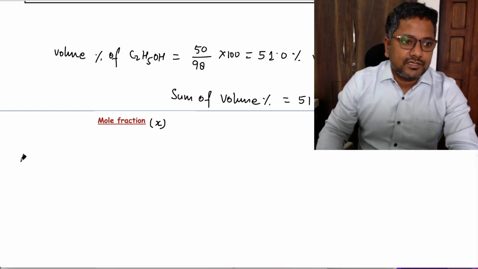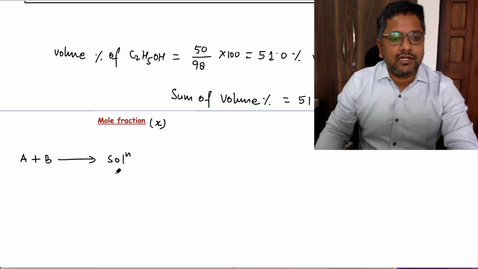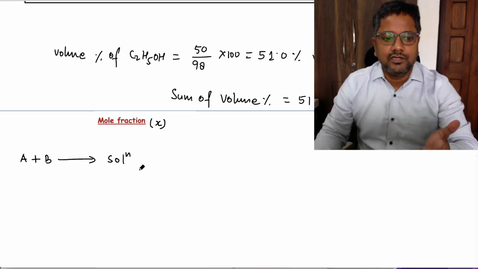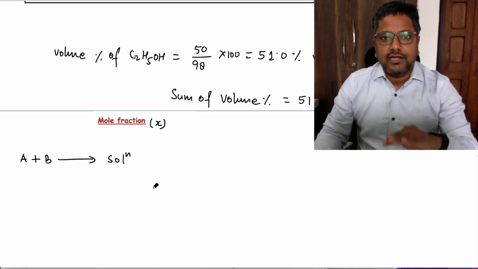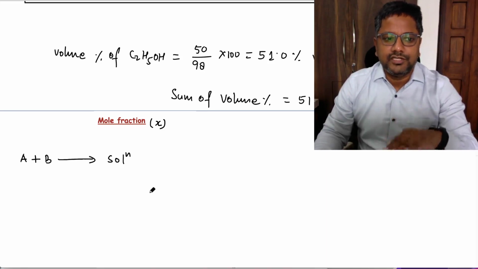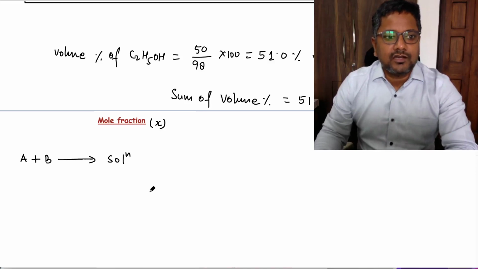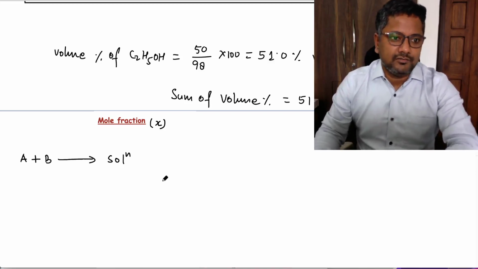So suppose that we are having this A plus B solution, because until or unless any mixture is a solution, you cannot calculate any concentration term. For calculation of concentration terms, the mixture must be homogeneous. Otherwise, these concentration terms are not applicable.